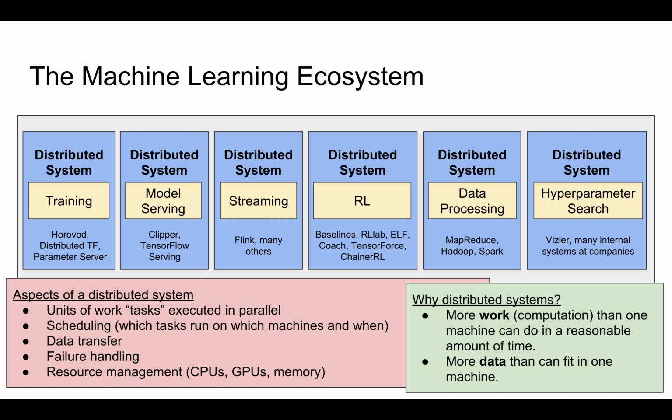So if you want to stitch 2 of these things together and have a pipeline that uses Spark for one part and TensorFlow for another and Flink for another, then you're going to have to reconcile different scheduling approaches, different ways of handling failures, and that can be a challenge.